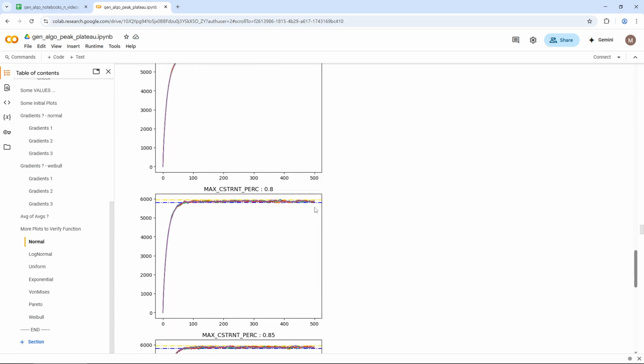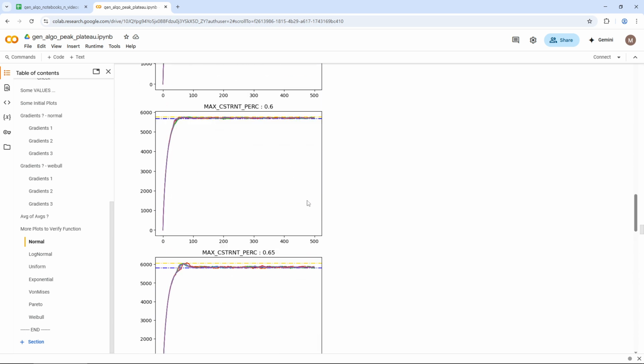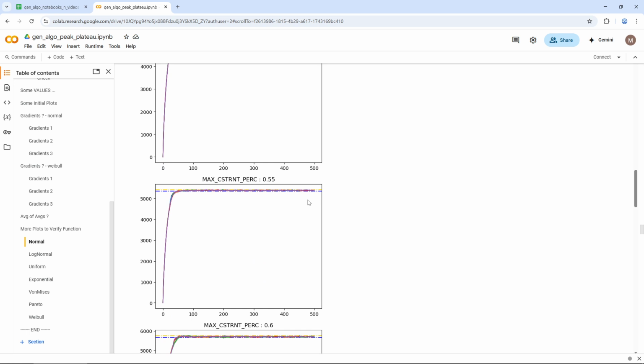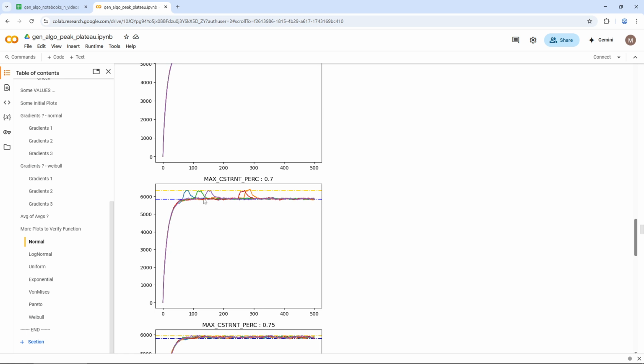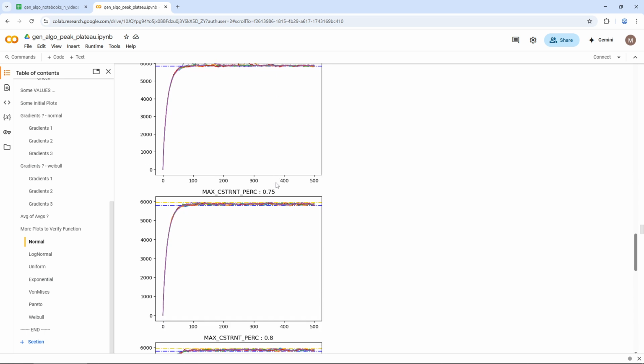So here, the blue lines in this case are the plateau levels, and if you look closely, the blue lines approximate the plateau level quite well. They are quite consistently all the time there, regardless of where the peaks are.